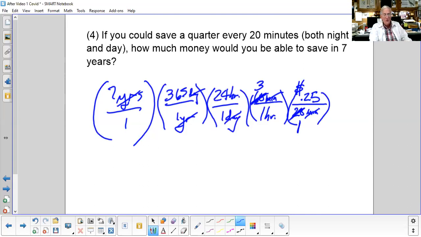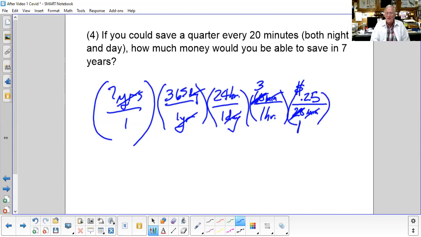So now all I have to do is multiply all the top together. Now this calculator's being really weird, so I'm going to do the calculation on another calculator I have. I'm going to do 7 times 365 times 24 times 3 times 0.25. And the answer I get, are you ready for this?